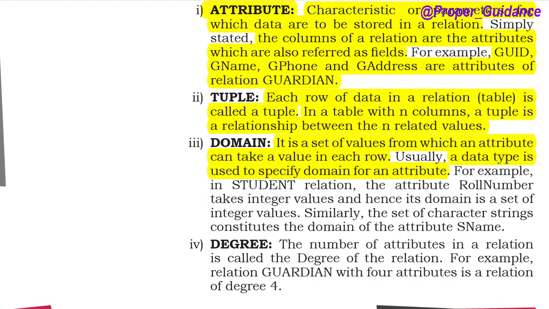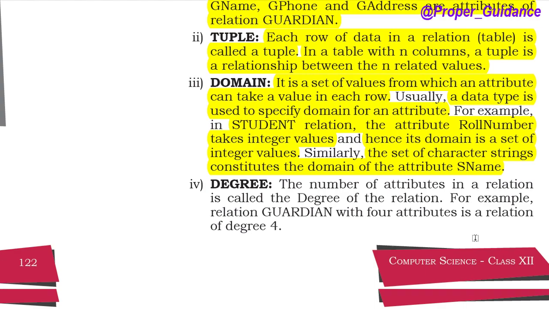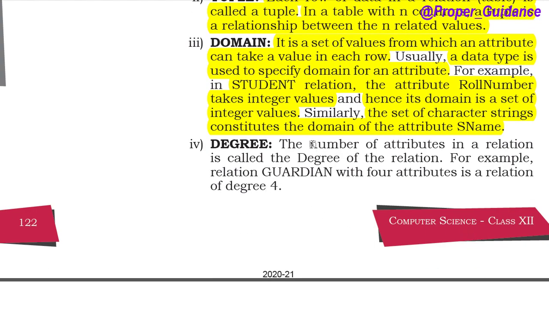For example, in the student relation, the attribute roll number takes integer values and hence its domain is a set of integer values. Similarly, the set of character strings constitutes the domain of the attribute sname. Clear? Okay. Next, degree. What do you mean by degree?